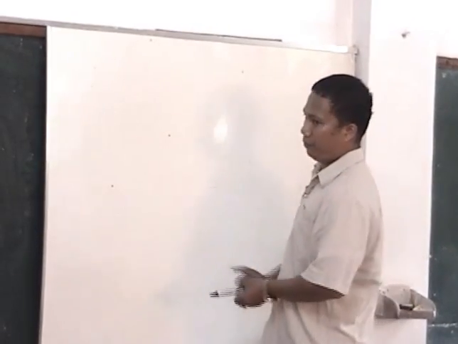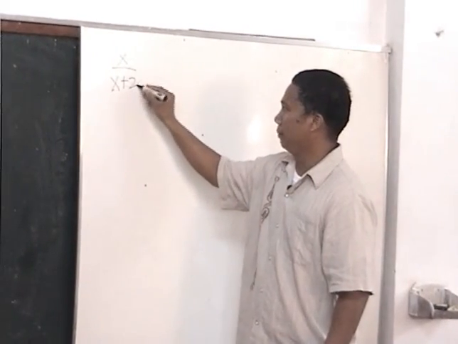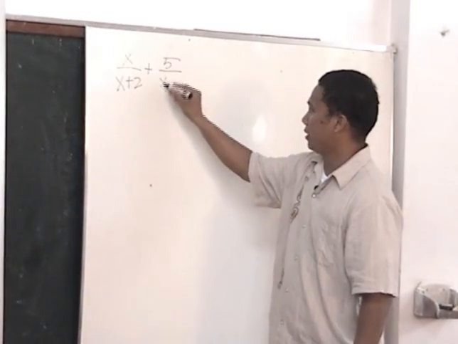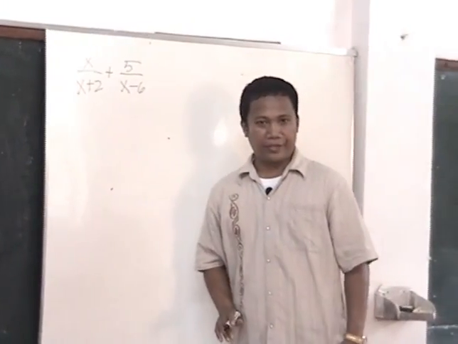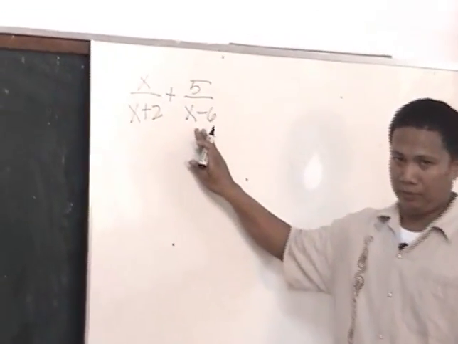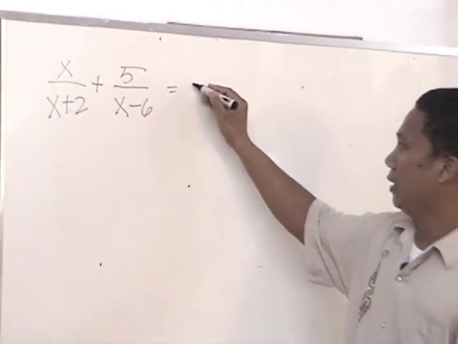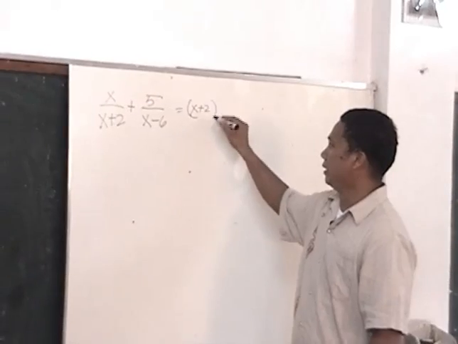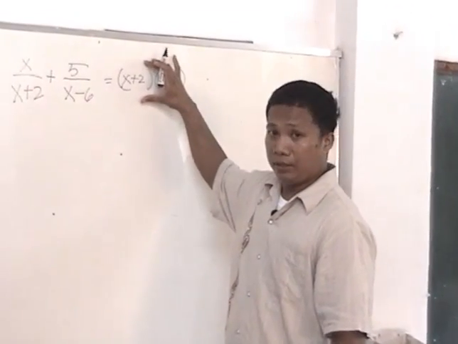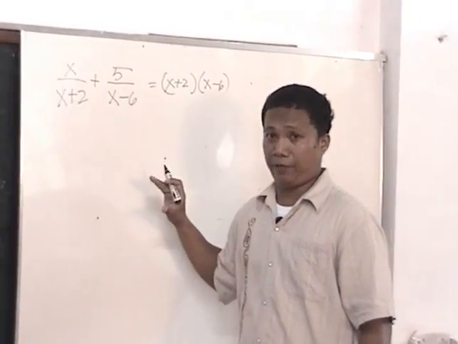Okay. Say for example we have x over x plus 2 plus 5 over x minus 6. As you can see, we have two different denominators and we cannot factor them out. So the LCD is x plus 2 and x minus 6. So as you can see, we have to use this LCD in order to perform rational expression addition.